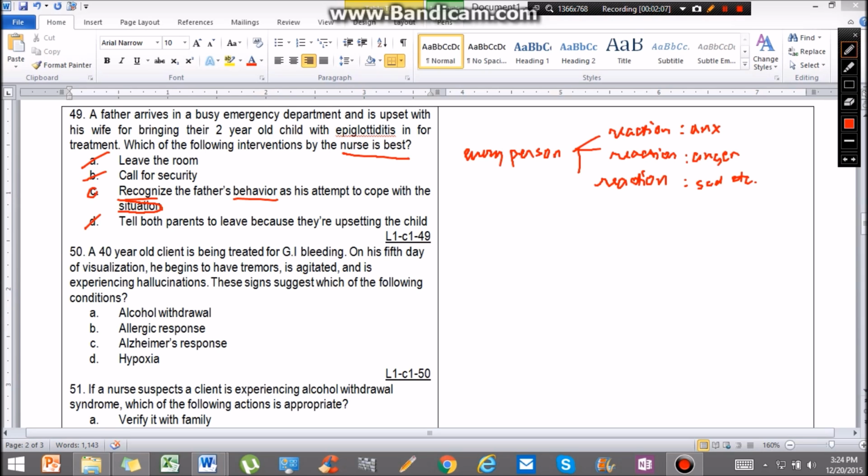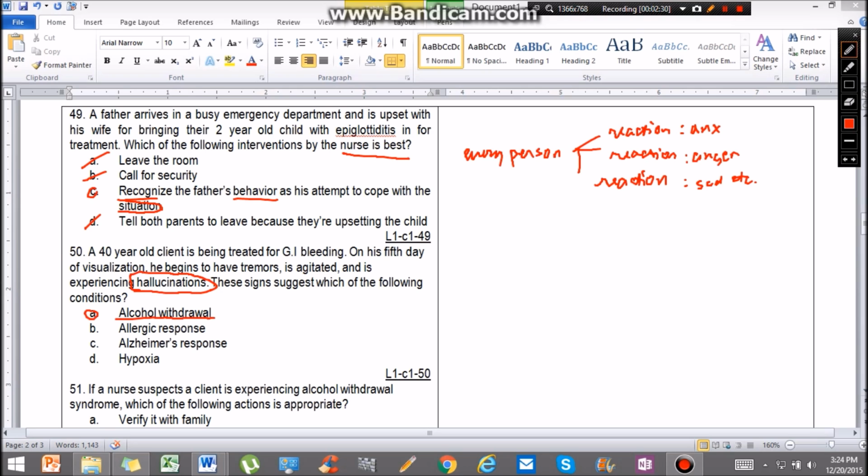A 40-year-old man is being treated for GI bleeding. On his fifth day of hospitalization, he begins to have tremors. He is agitated and is experiencing hallucination. So the situation is already telling you that there is hallucination. These signs suggest which of the following? Best answer, letter A. Alcohol withdrawal syndrome.